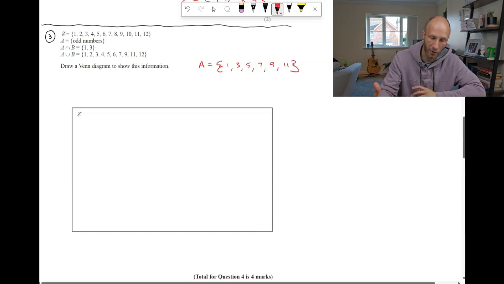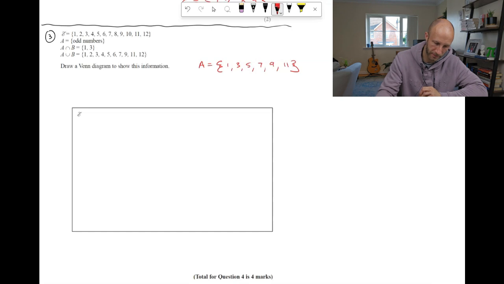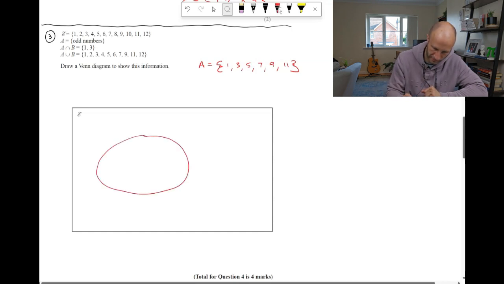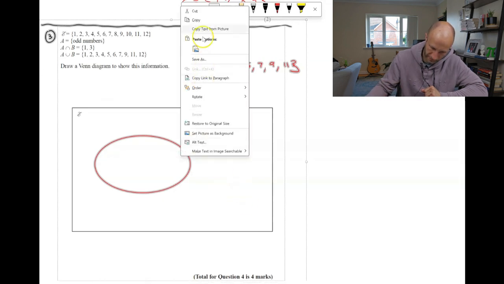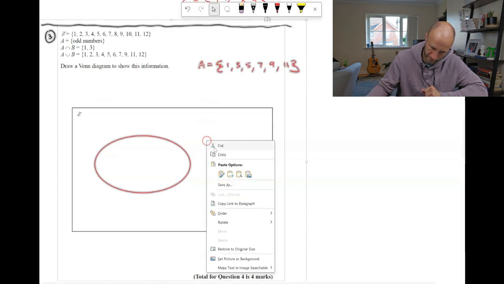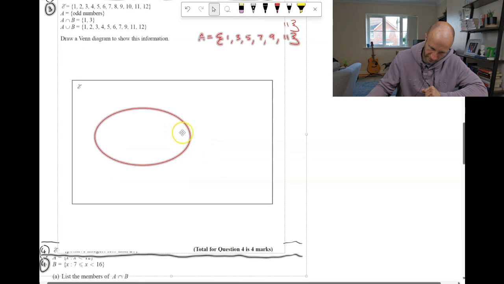A intersection B we've got written out. So there is an intersection and A union B is there as well. So let's draw 2 sets, one for A. And if I copy this, one for B must be inside the universal set.